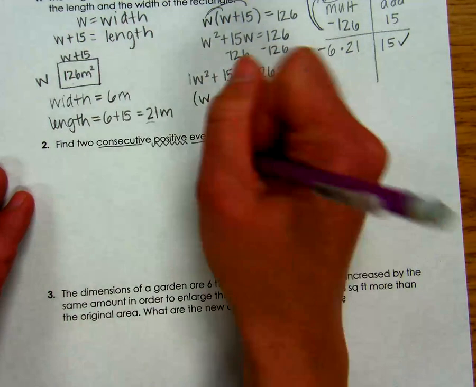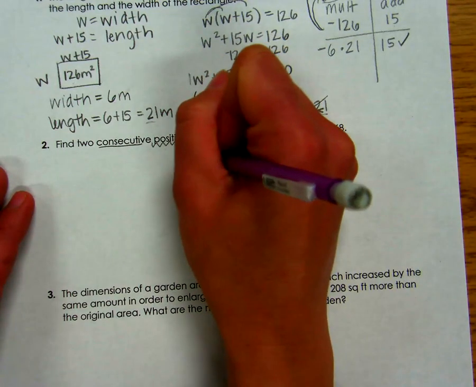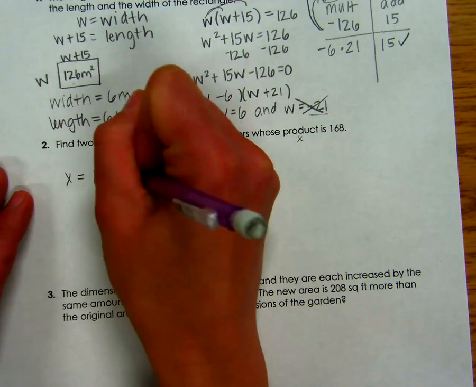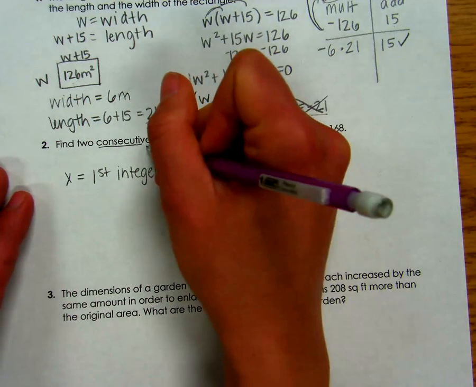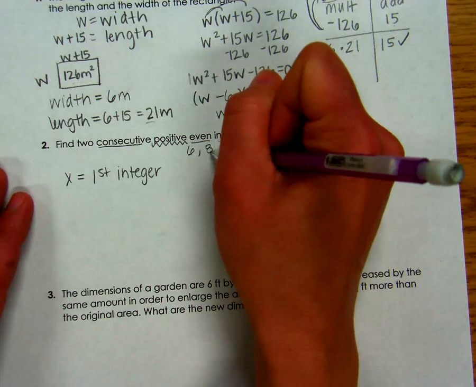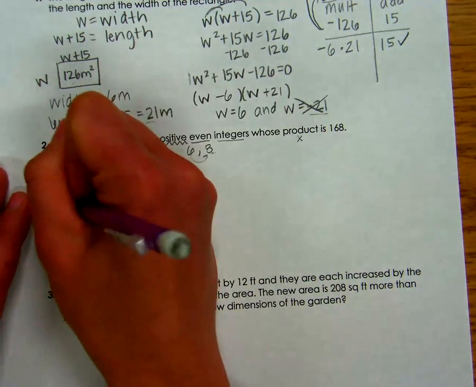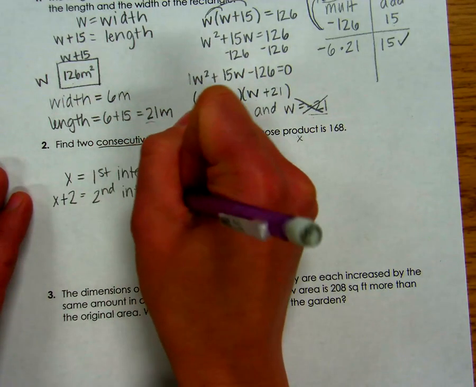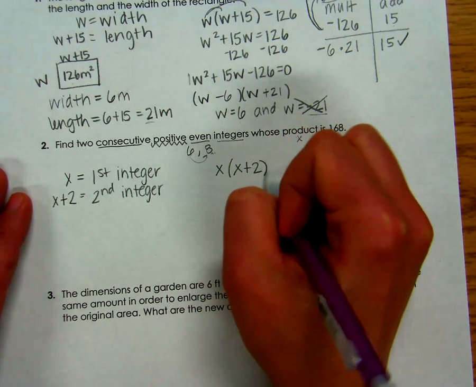So if I said, two even integers that follow each other could be 6 and 8. So if I said the first integer is x, normally in consecutive integers, it'd be x and then x plus 1, because consecutive is 1 more. But since we're doing consecutive even, I have 2 more to get to the second even number. So it's x plus 2. And this one's going to follow very similar to the last problem. I have the first integer times the second integer equals 168.